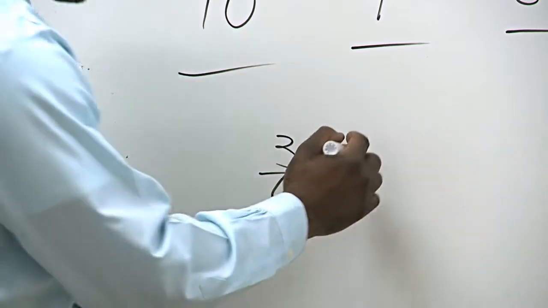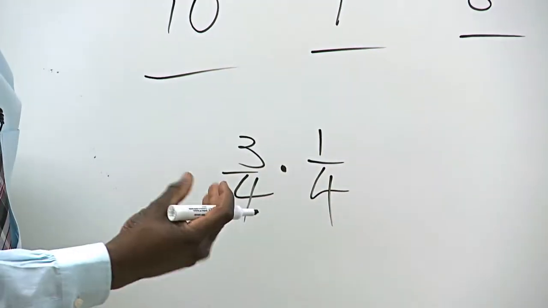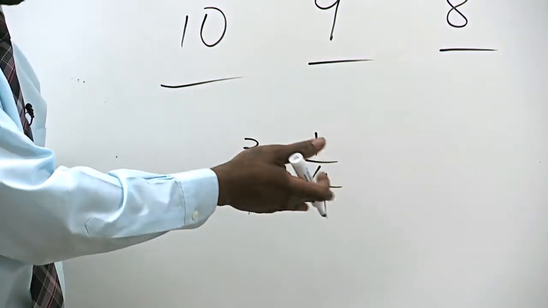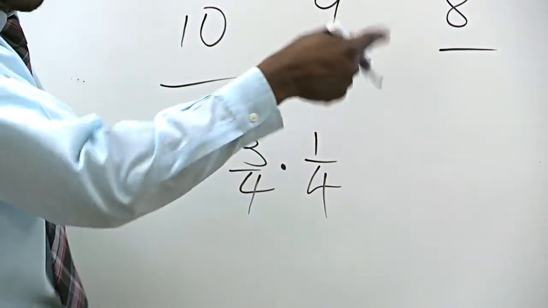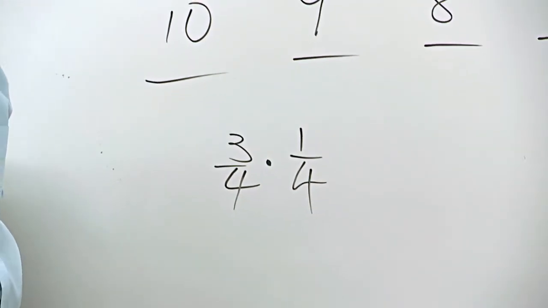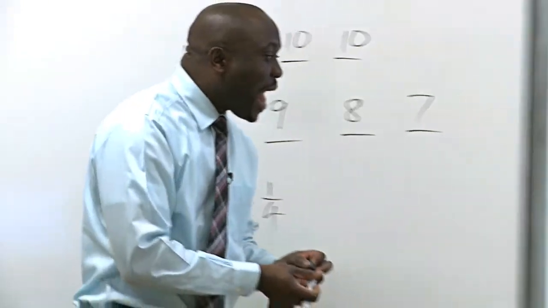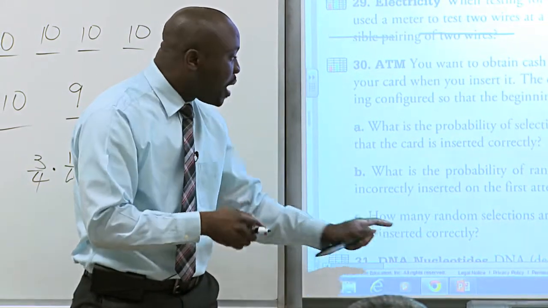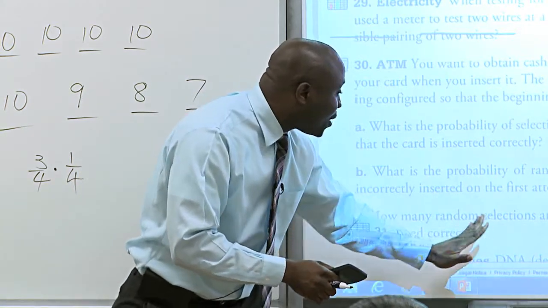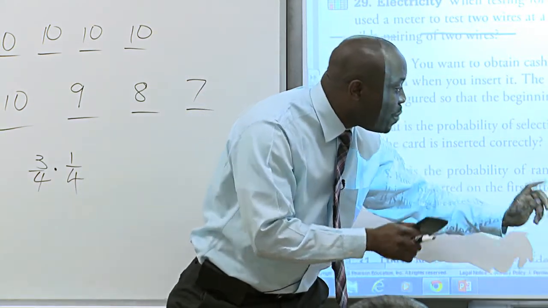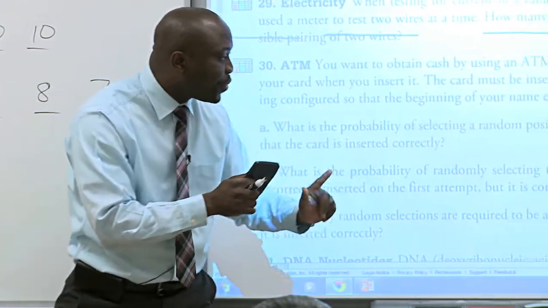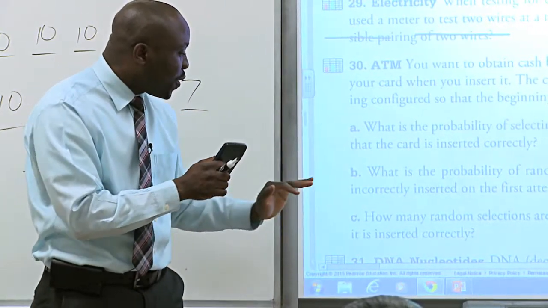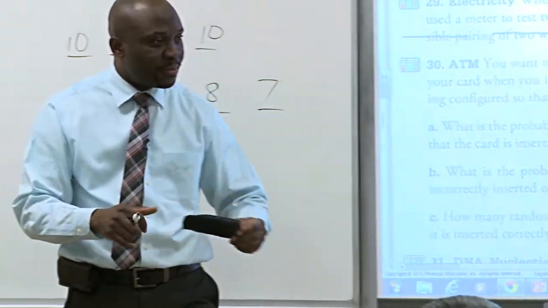1 out of 4. You still have the same card. And then you multiply. But the most interesting part is the third part. Minus. How many random selections are required to be absolutely sure that the card works because it is inserted correctly? 4 out of 4.